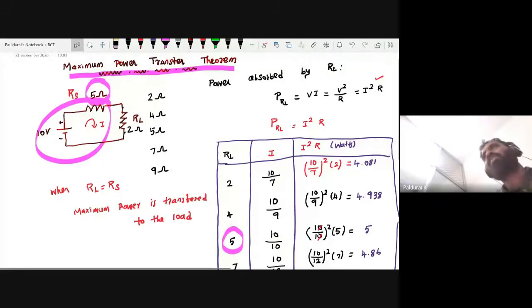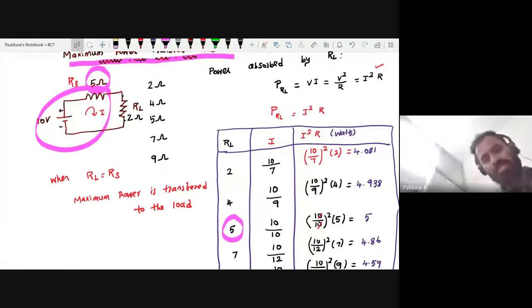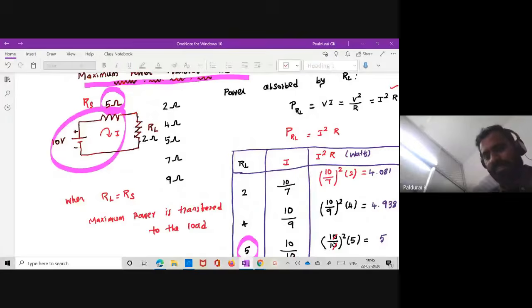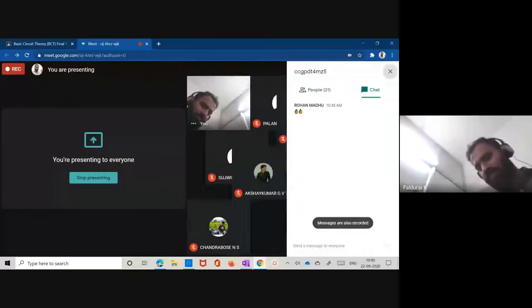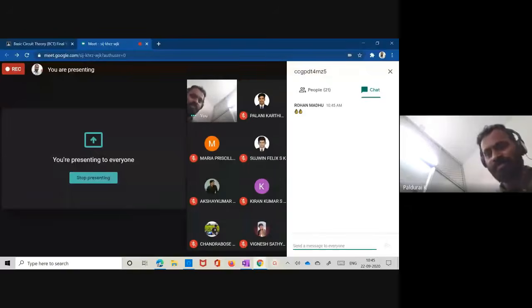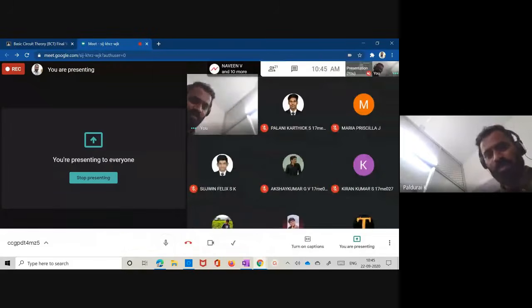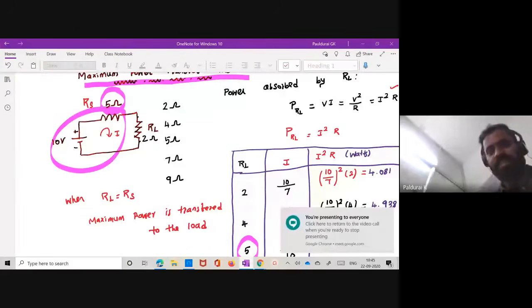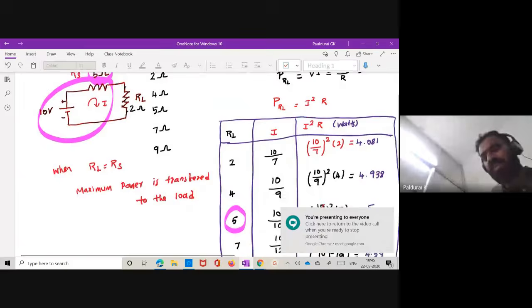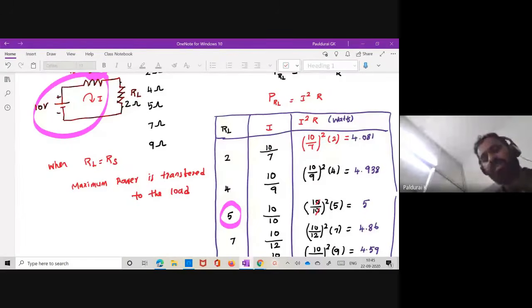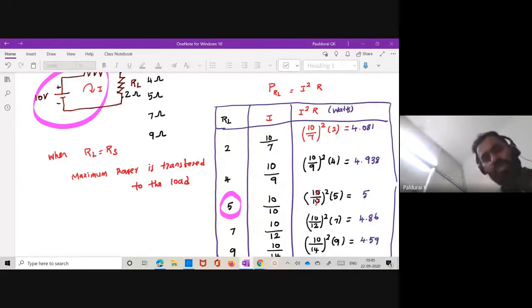Got the idea? What is maximum power transfer theorem? In simple words you can say when RL equal to RS, maximum power is transferred to the load. This is just for your understanding. I have given this, right? They won't ask this in the exam, but you want to understand it, right?